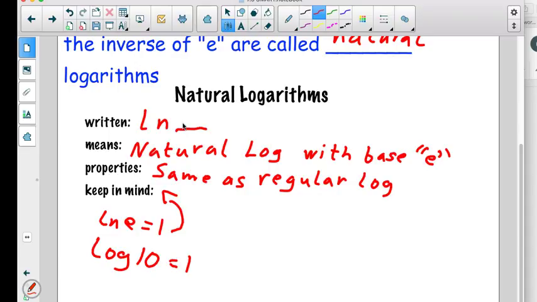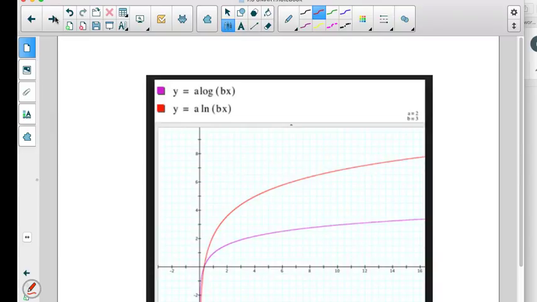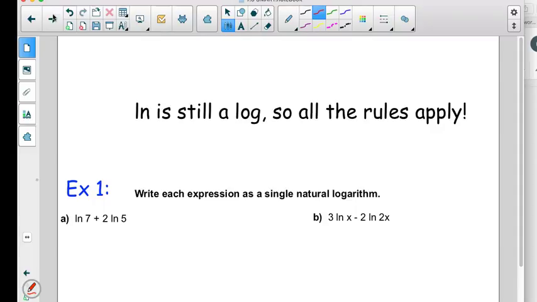Any questions so far? Just as the property states, everything is going to be the same for natural logs as it was before. If you look at this graph here, you'll see they're extremely similar. It's just that we have a different base. The asymptote still exists. It's never going to reach 0. Natural log is still a log, so the same rules apply. We want to write each expression as a single natural logarithm.